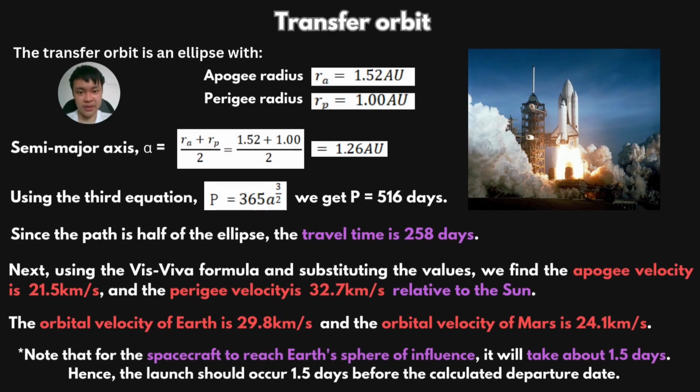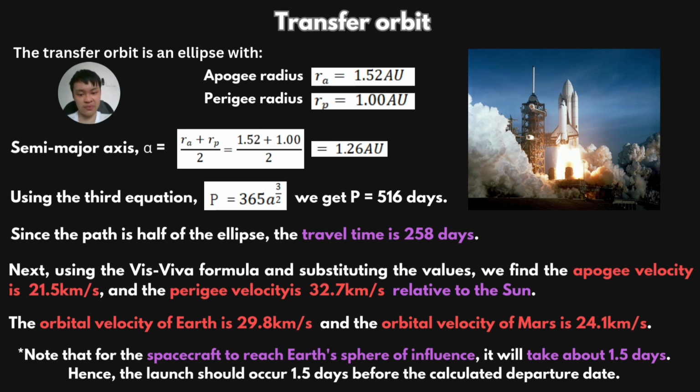Now that we have our parameters and equations in place, we can finally move on to calculate the transfer orbit, which is an ellipse with an apogee radius of 1.52 AU and a perigee radius of 1 AU. We can take the average of both of these radii to get our semi-major axis, which is 1.26 AU. We substitute that into our third equation, the period of a body around the Sun, and we get P equals 516 days. Since the path is half of the ellipse, we divide that value by 2 to get 258 days.